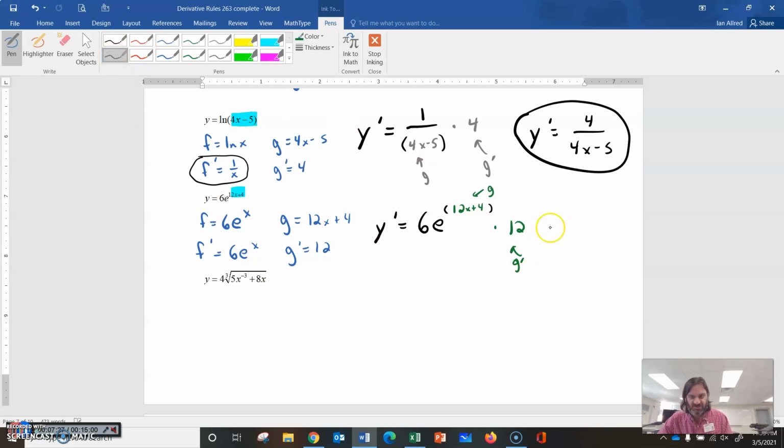I don't have a lot of room over here, but if I did clean it up, it would look like y prime equals 72 e to the 12x plus 4. All right.